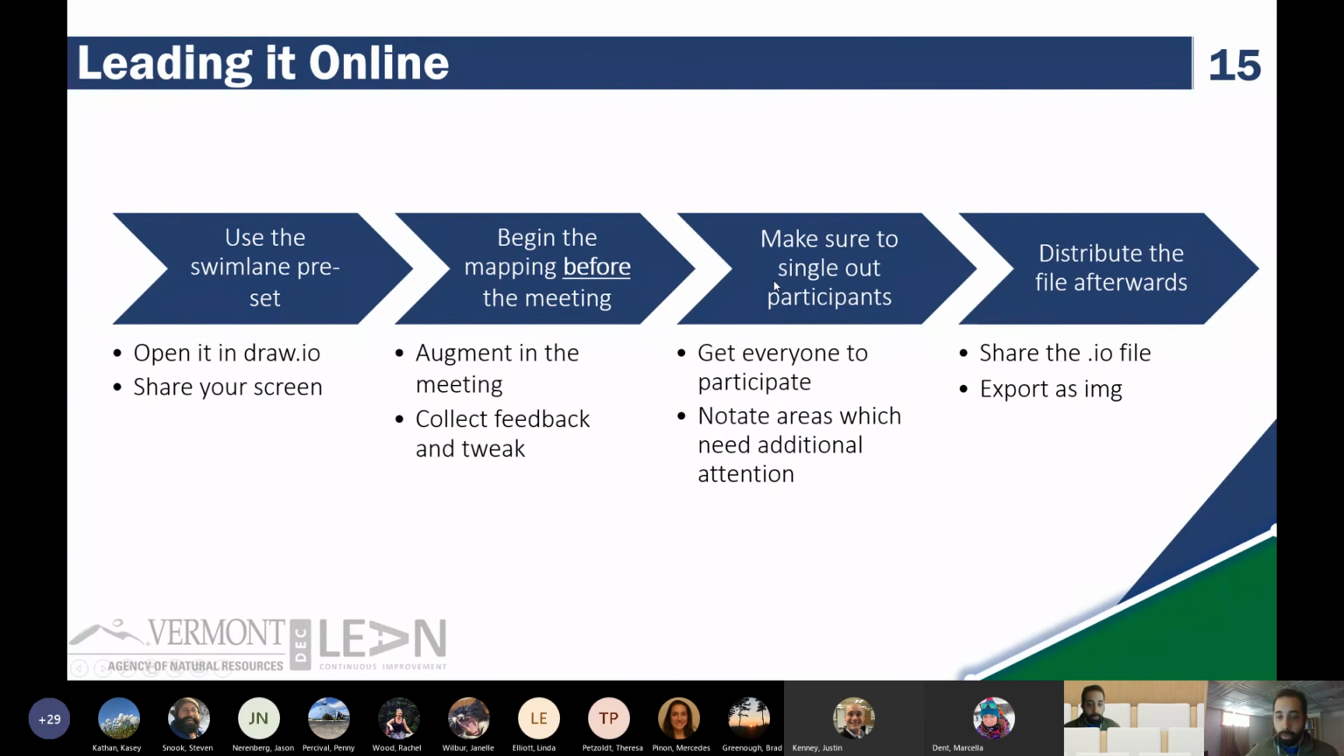It's very similar to the stuff we talked about for SciPoc, so make sure to single out participants. Depending on how many people you've got in a meeting, make sure everyone gets a chance to have their say. And you're going to do the same thing: notate areas which need additional improvement, and get everyone to participate. Afterwards, share the draw.io file or export it as an image.